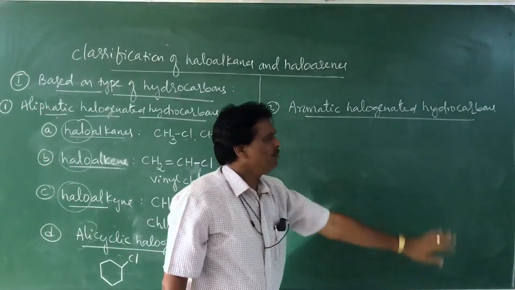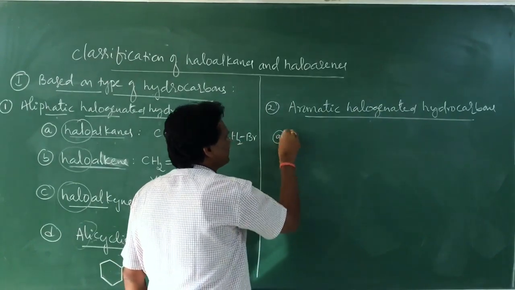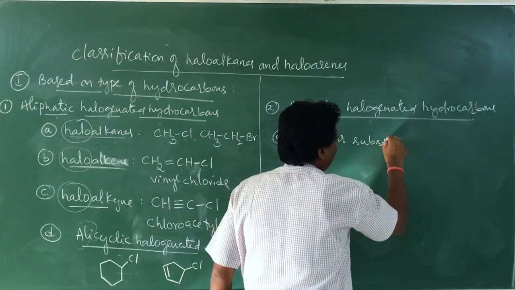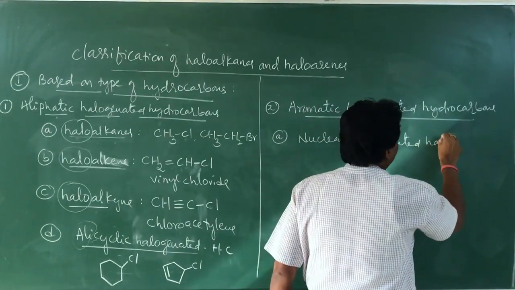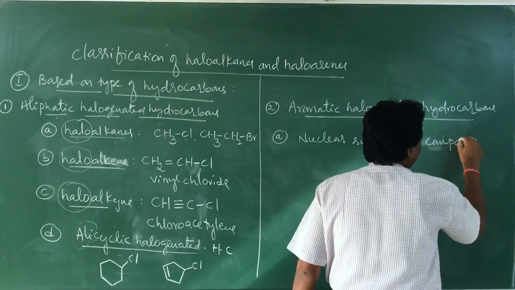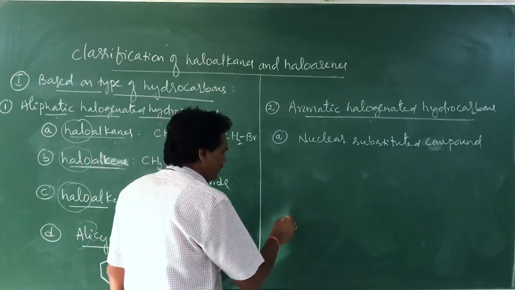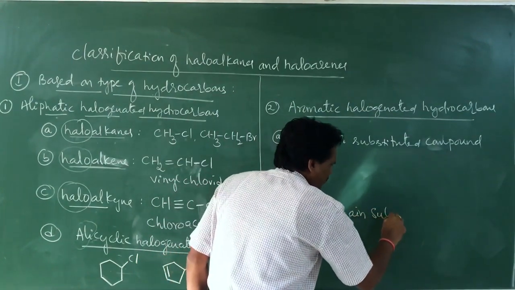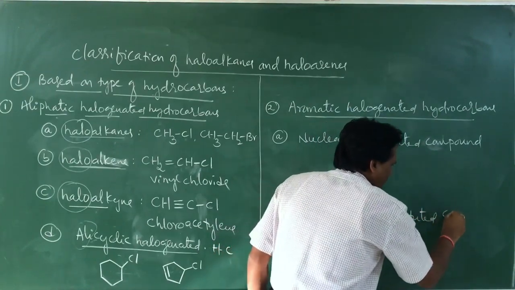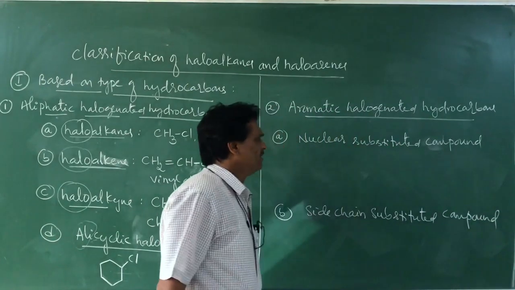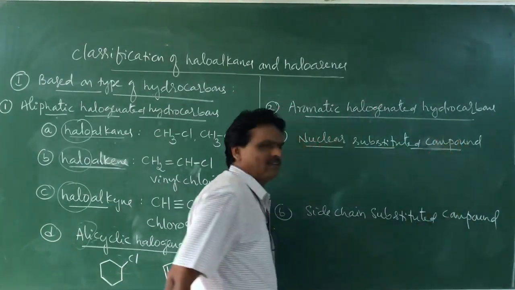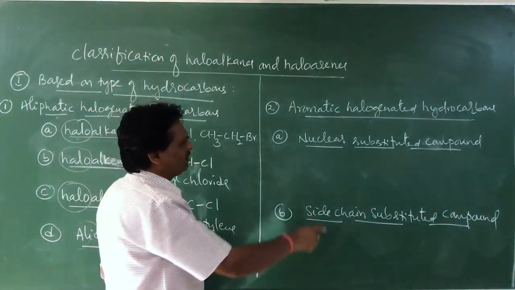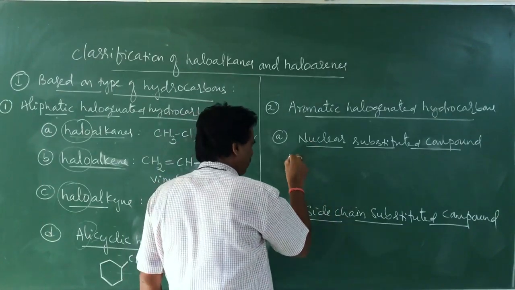Then the second one is aromatic halogenated hydrocarbons. In this case, it is divided into two kinds. One kind is nuclear substituted halogenated hydrocarbon, and the other is side chain substituted halogenated hydrocarbon. So what are nuclear substituted compounds? These are also called haloarenes.